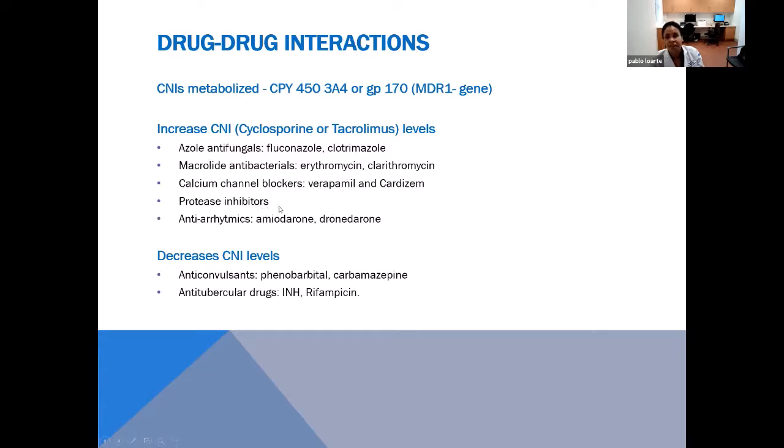You may find that a patient is getting 0.5 milligrams once a week of tacrolimus, and it's because of the strong interaction between the protease inhibitors and the tacrolimus. So if you're going to start patients on any of these, fluconazole, verapamil, Cardizem, or any of these, just have a discussion and inform their transplant nephrologist first so that they can adjust their CNI dosing.